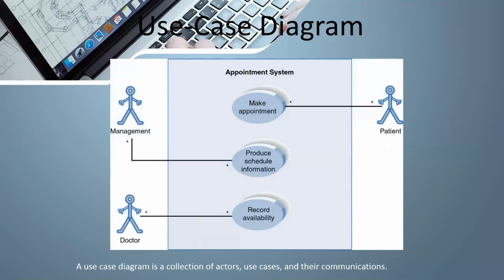And here we talk about an appointment system. As I said, try to bring out all the related activities or use cases together. Do not have all these use cases in a single diagram. So in the appointment system, you have three actors and three activities or use cases. So make appointment, that's what we have seen. The patient will do make appointment.